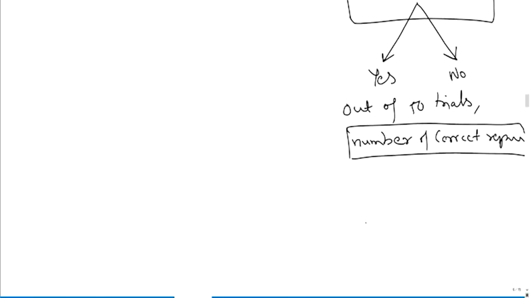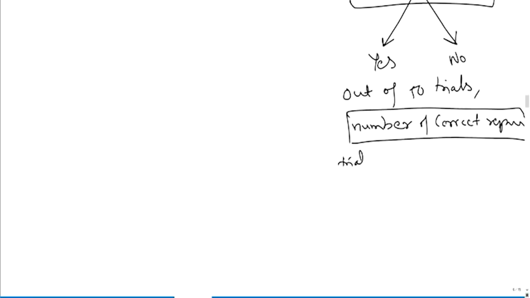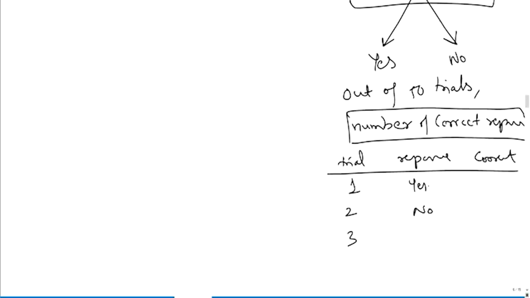Each time they would give a response. Let's say this is the trial ID, their response, and whether it's correct or not. In each trial they would give some response, either yes or no. Let's say they respond yes in trial 1, no in trial 2, no in trial 3, yes in trial 4, and so on. This response could be either correct or incorrect. When it is correct we will write 1, when it is incorrect we will write 0. Let's say the correctness in each trial is given by 1, 1, 1, 0, 0.